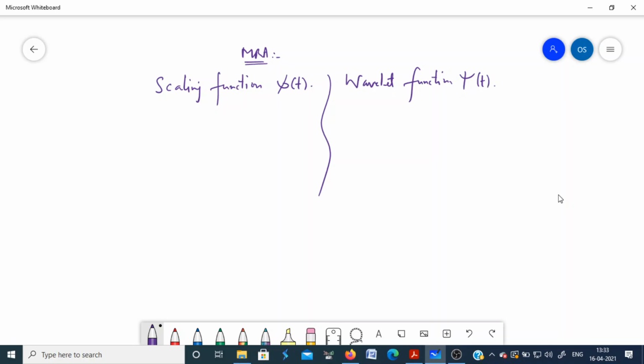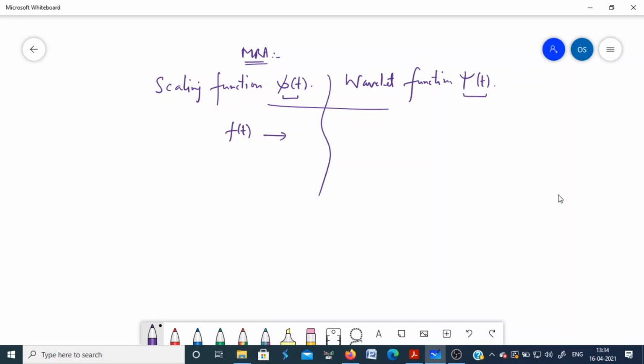So you will see in this formulation that a function f of t can be decomposed in terms of not only wavelets. We decompose a function using a scaling function and a wavelet function. Or in fact, we first start from a scaling function and the wavelet function is obtained, or designed, from the scaling function.